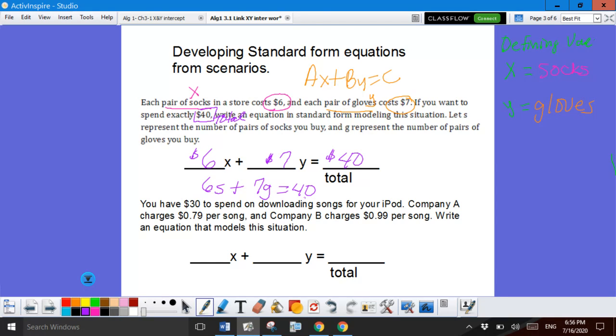Why don't you hit pause and see if you can come up with this next equation and figure out what your variables would be. Remember, these are words.